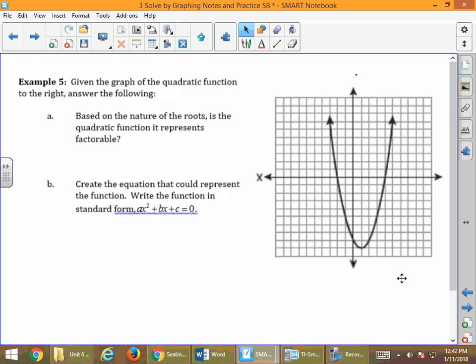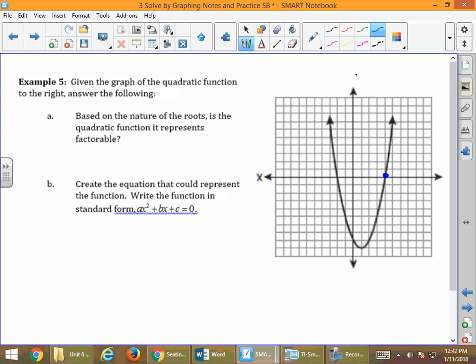On our last example here, we've got the picture given to us. And what we want to know is, based on the nature of the roots, is the quadratic function that it represents factoring? And first of all, as you take a look at this, what are the roots of this problem? Well, I'll put them in blue.